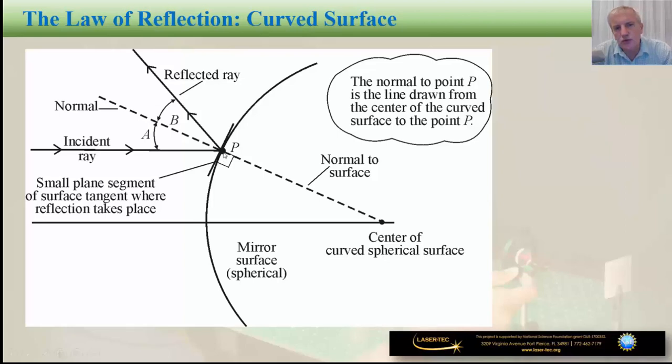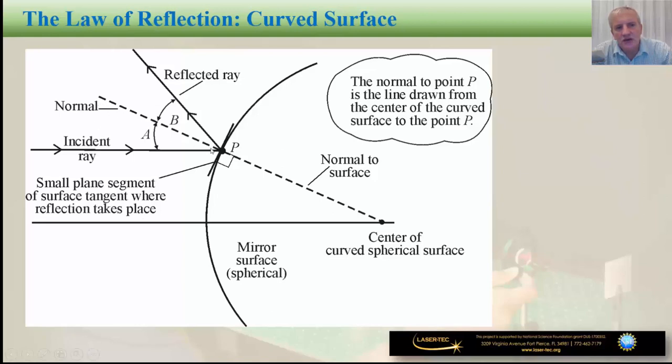Now here you have to be a little bit careful because we are dealing with a curved surface. What you want to create first is this straight line here. You can see this short straight line that's touching the surface of the mirror only at one point. That's the so-called tangent. Once you create this tangent line that's touching the mirror only at one point, you create the perpendicular line, or reference line, that's perpendicular to this tangent. So again, the tangent is a small plane segment of the surface where reflection takes place.